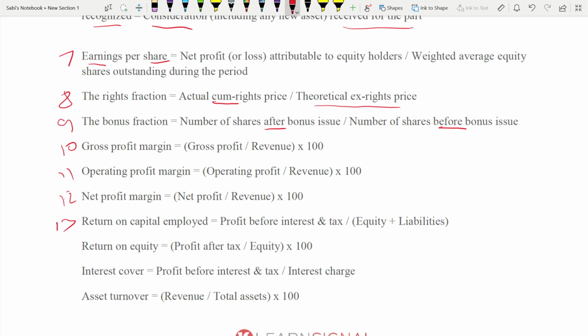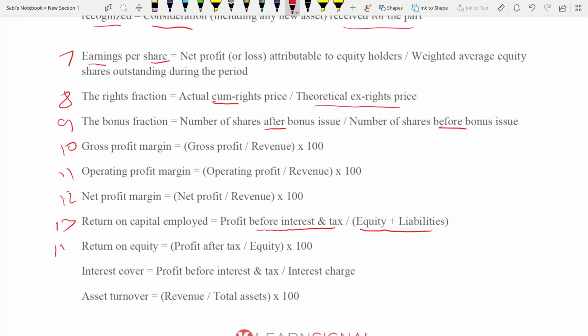Profit before interest and tax divided by equity plus liabilities. Okay, this is before interest and tax. Don't take after interest and tax. Students often get confused with the return on capital employed formula. It is divided by equity plus liabilities because that's your capital, right? Equity and long-term liabilities, not short-term liabilities, like long-term loans, bonds, like that.